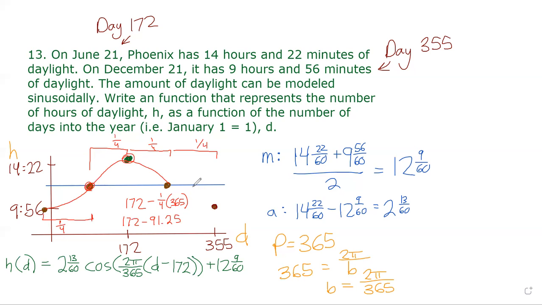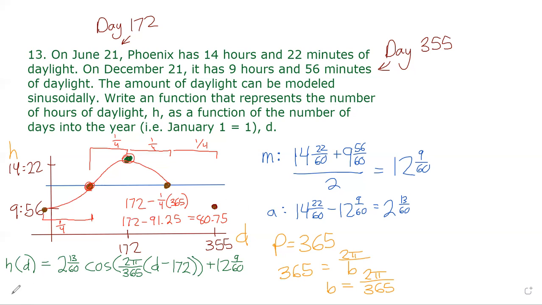Oh boy, let's hope that I get this right. Because you know what? I'm going to use Siri here. Hey Siri, what is 172 minus 91.25? 80.75. Yes, thought I'd make sure. And so now we have what the horizontal shift would be if we're using sine.